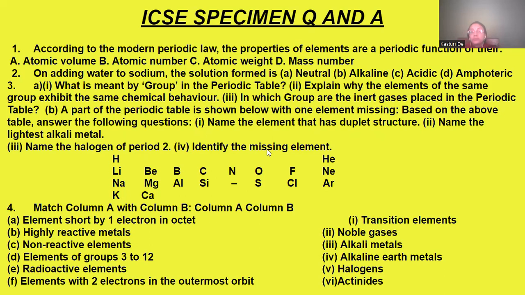First is the part based on naming the element that has the duplex structure. The duplex structure is of hydrogen and helium.